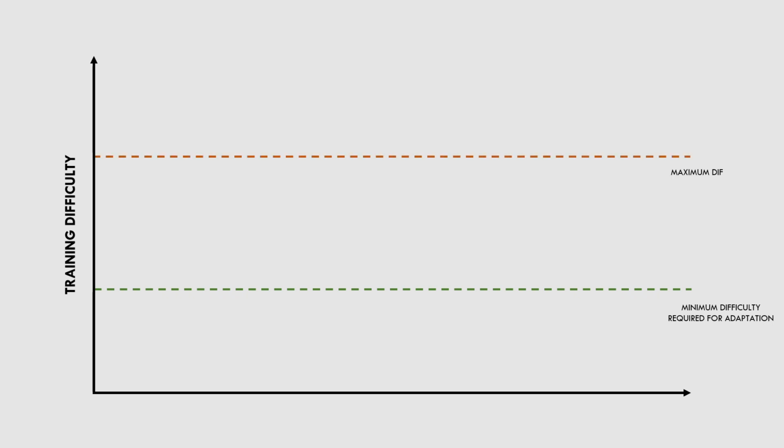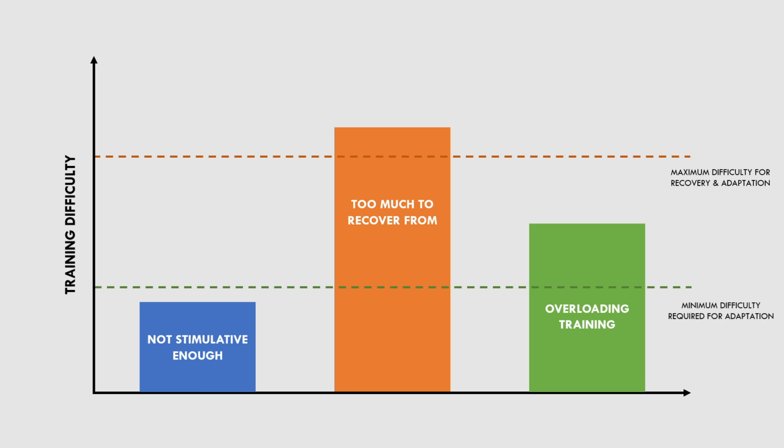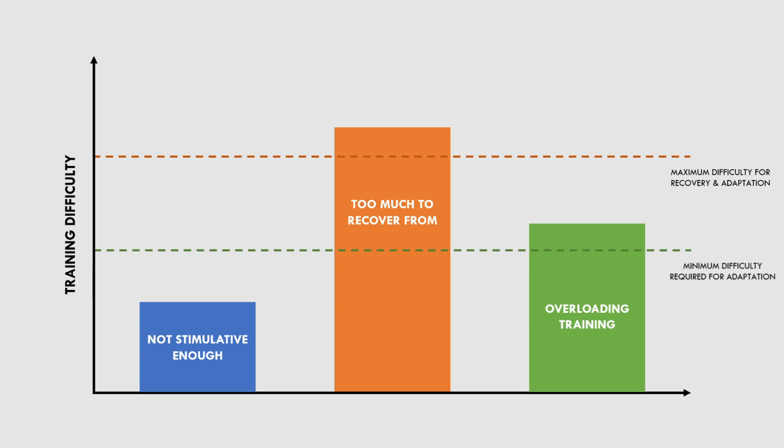There is also a maximum threshold of training. So if trainees perform training that surpasses what they can recover from, they also won't see hypertrophy adaptations. So overloading training is when we train in this sweet spot where it is enough training to see adaptation, but not so much that we can't recover from it. These thresholds also change over time as a trainee becomes more advanced. As a trainee becomes bigger and stronger, they need to perform more difficult training to reach this minimum threshold.